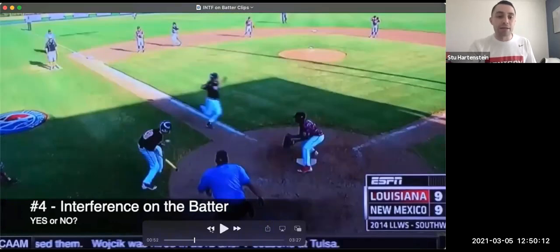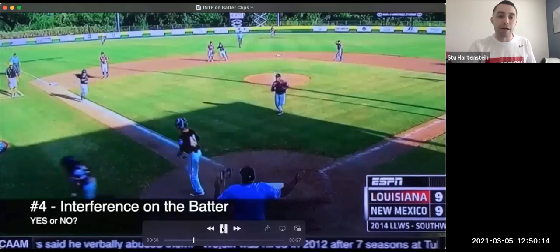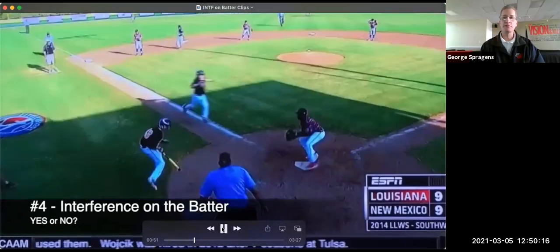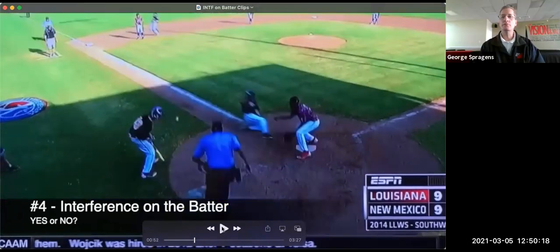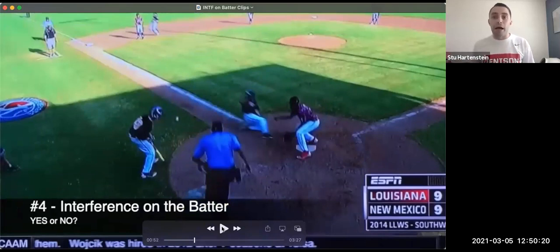Now, let's go back to our topic here. Is this interference on the batter, yes or no? Yes. Yep, you got it. Okay. So let's say that there's only one out in this instance. Okay, let's say that there is one out.